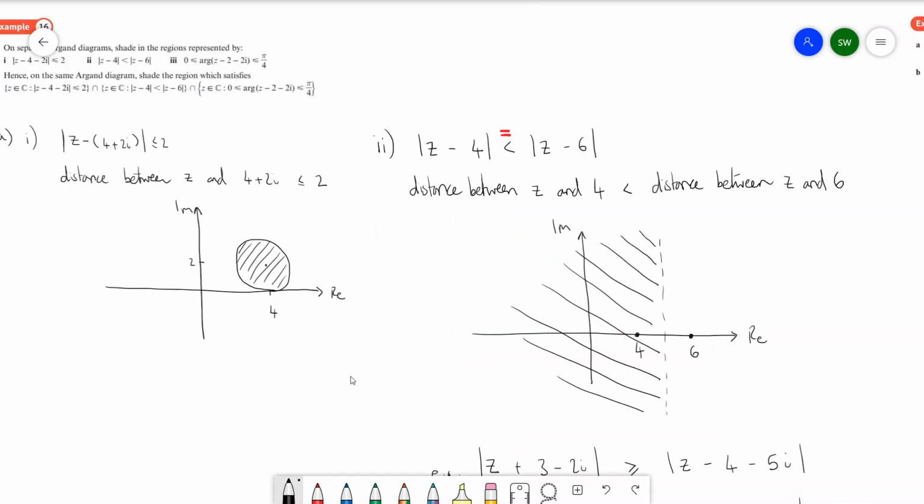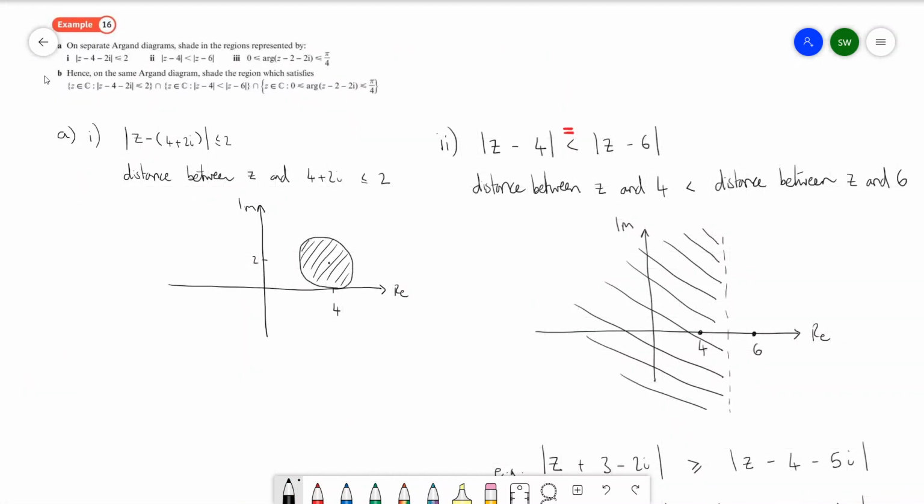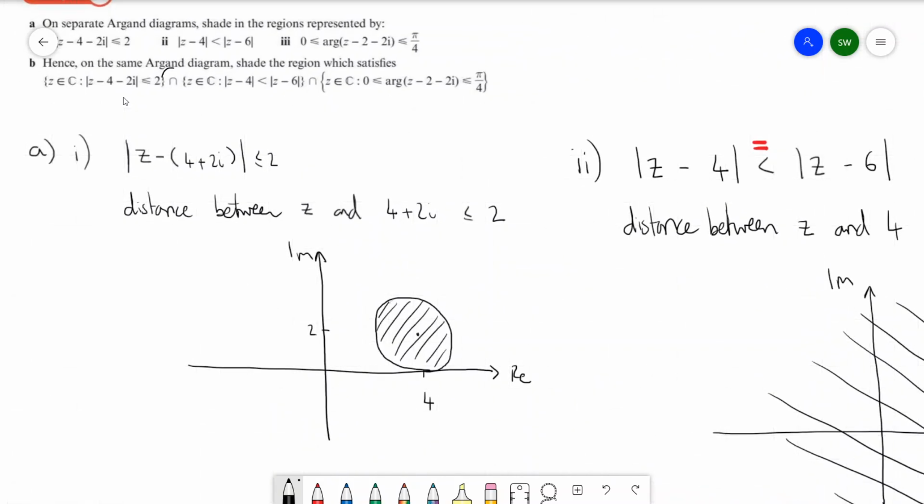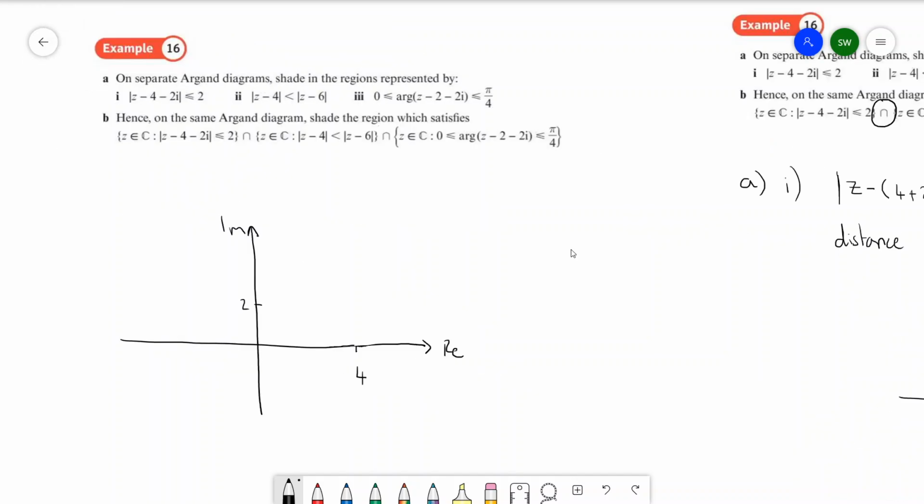So in the final part of this example, you've got to shade in the region which satisfies all of these inequalities. Remember, this symbol here means and. So we want this set of points, and it also has to be in this set of points, and it also has to be in this set of points. So we want the intersection of these three regions that we drew. So we know that it needs to be inside the circle, which is centered at 4, 2 and has radius 2. Okay, so let's draw that circle to start with.